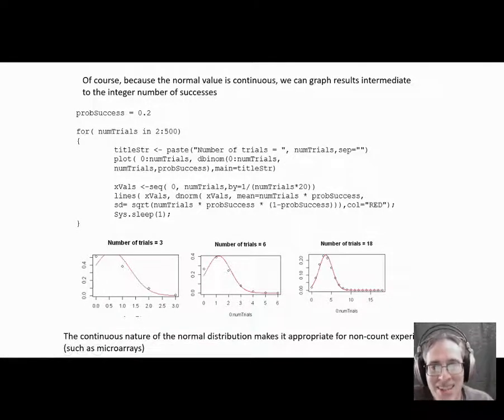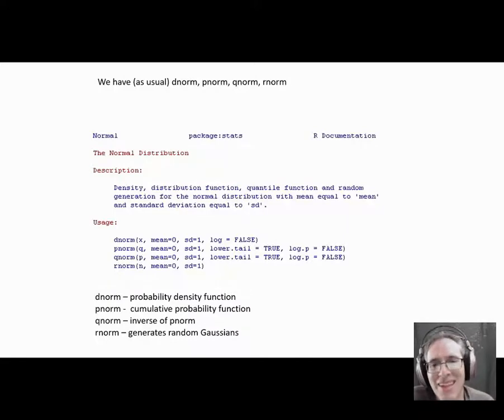And again, because this is continuous, you can graph results intermediate to an integer number of successes, right? So the normal distribution is like we've seen. Count-based distributions like the binomial distribution or the negative binomial distribution make a lot of sense for RNA-seq experiments. But the continuous nature of the normal distribution makes it good for non-count experiments in genomics, perhaps most famously for microarrays.